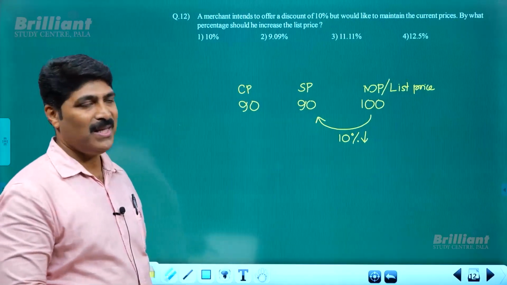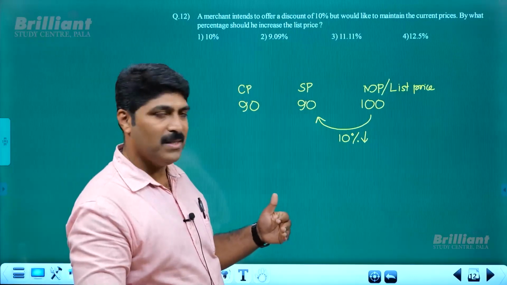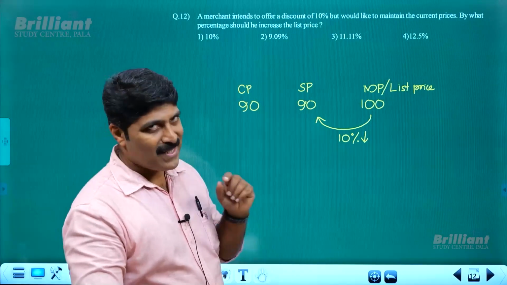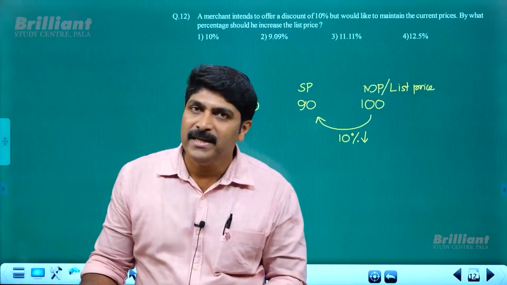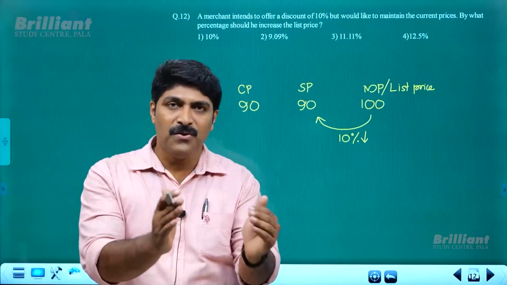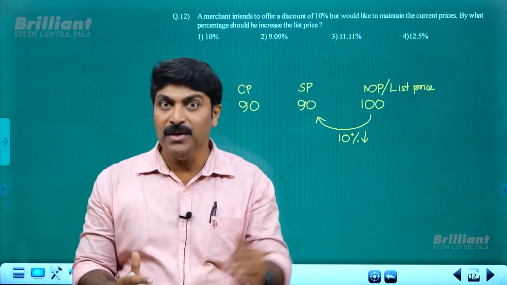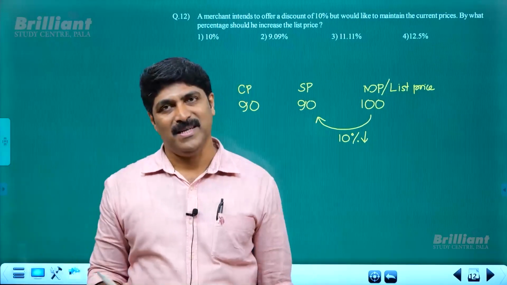So what's the simple logic? So he offered a discount of 10%, even though he didn't make any profit or loss in the transaction. That's a tricky approaching style here. That's why he would like to maintain the current price. Maintain the current price in the sense, what was the actual cost of the product? He needs to return that same cost even after offering a discount of 10%. So that's a simple trick.